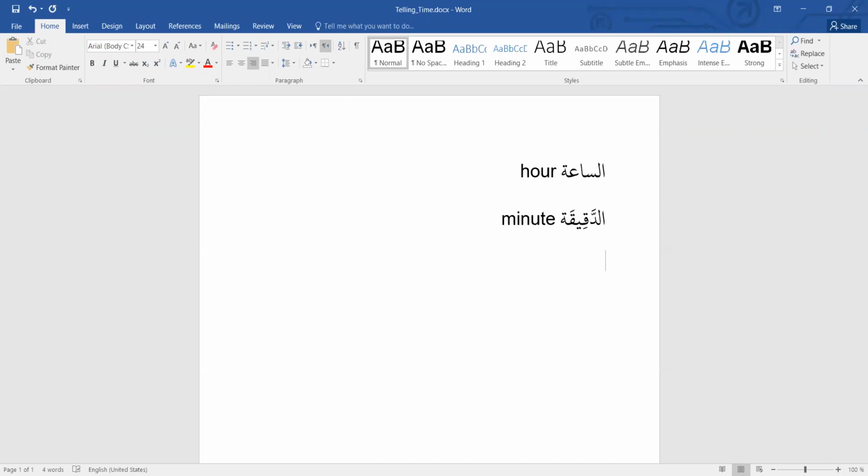After ad-daqiqa we have ar-rubu. Ar-rubu literally means a quarter in Arabic. So a quarter of an hour is like 15 minutes. So for the purpose of this lesson, we would say that a rubu is 15 minutes.